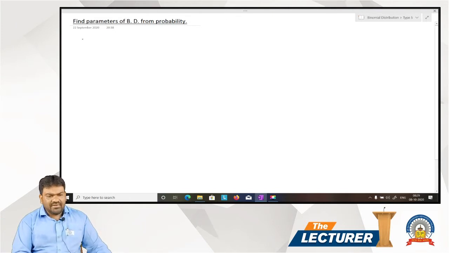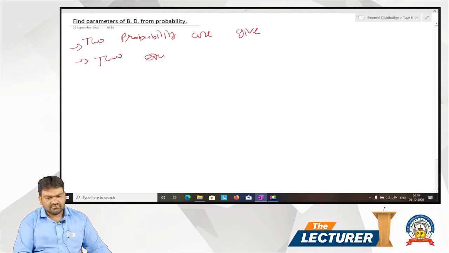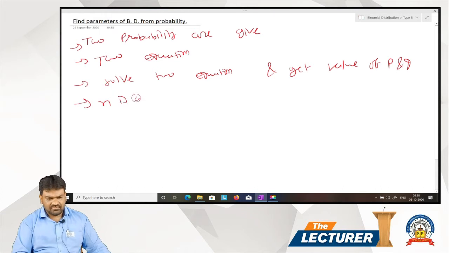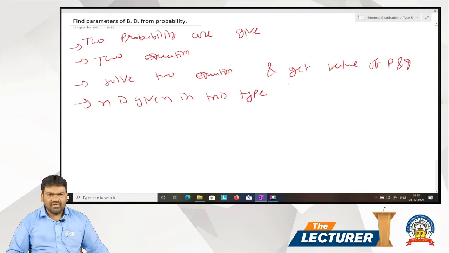Here two probabilities are given. On the basis of this you will get two equations. Solve the two equations and get the value of P and Q. N is given in this type.